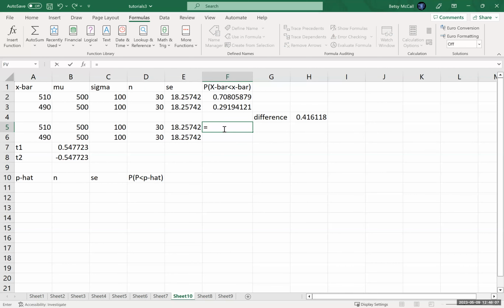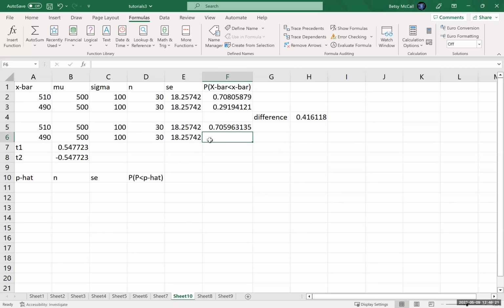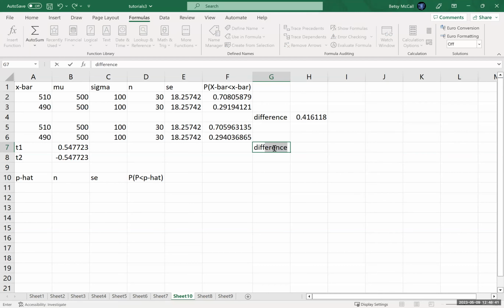So T.DIST, X would be T1, comma, the degrees of freedom, remember, is the sample size minus 1. And then, again, we would do the same thing, T.DIST. We would use our calculated T-score, degrees of freedom, 30 minus 1, and then true. And then the difference would be the higher one minus the lower one.